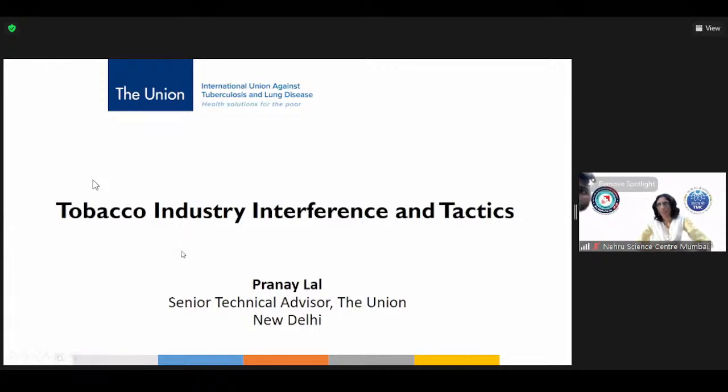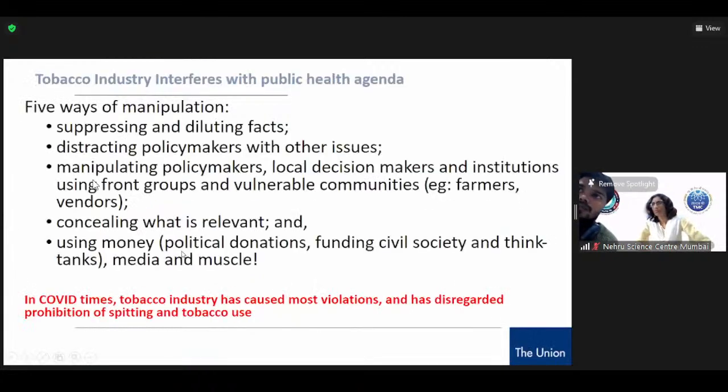So let me just start by saying that the tobacco industry basically is the template from which all industries learn, whether it is pesticides, food, chemicals, the defense industry, even the corrupt industries and the underground industry have tried to use the models and the methods that the tobacco industry has created over the last 100 years. Now, there are 5 clear ways in which they manipulate. I'll give you examples of that as well.